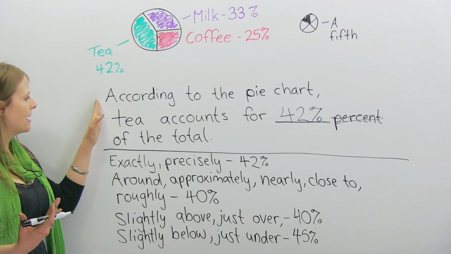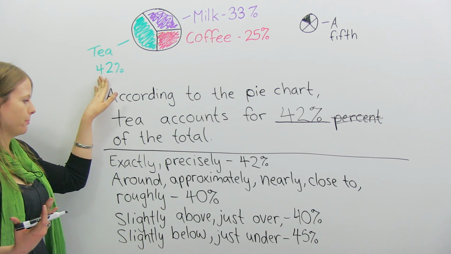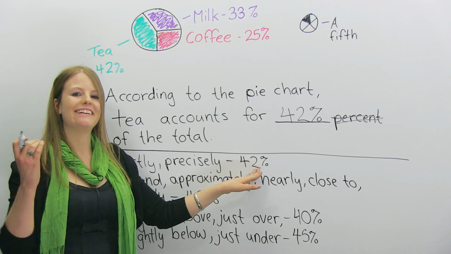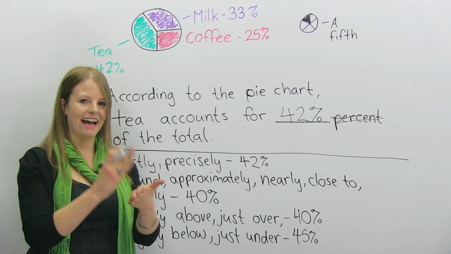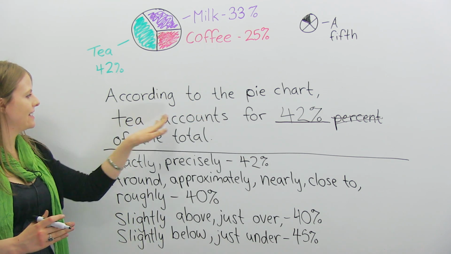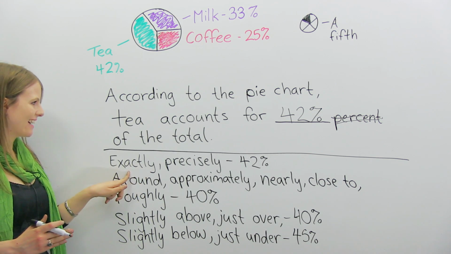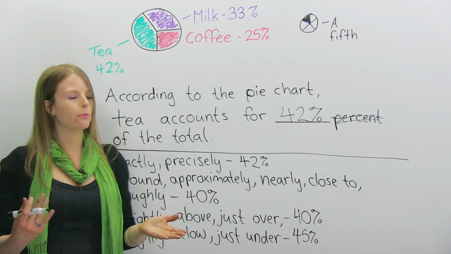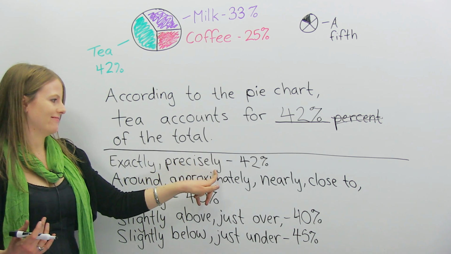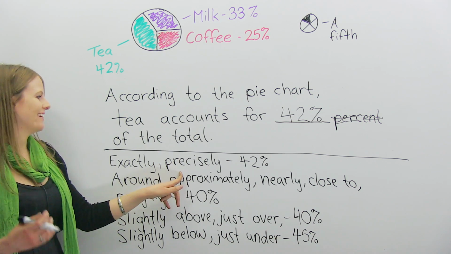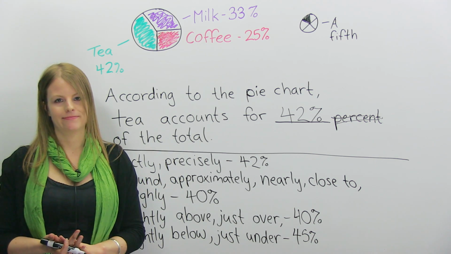So if I'm talking about tea at 42% and I say it's 42%, I'm being exact. This is exactly what it is. So I can say, according to the pie chart, tea accounts for exactly 42% of the total. I could also use the word precisely. According to the pie chart, tea accounts for precisely 42% of the total.